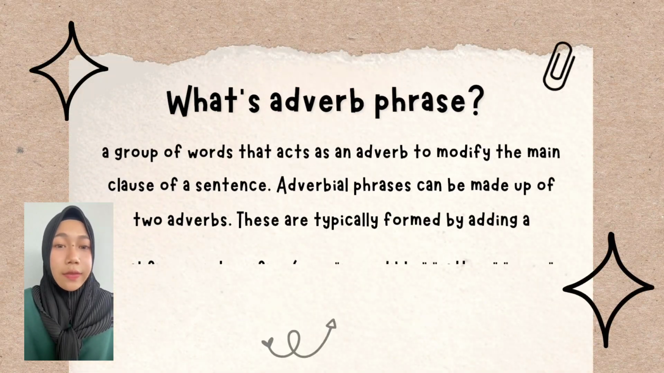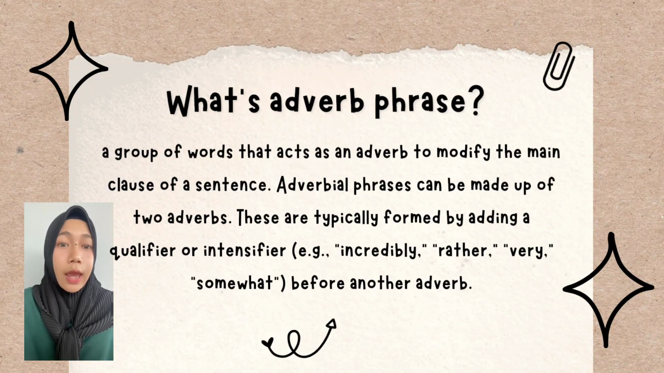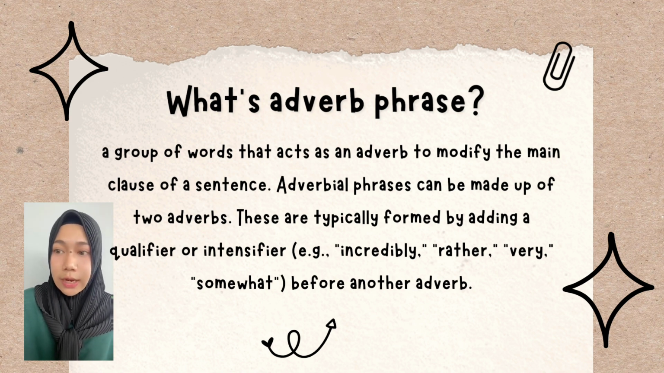First of all, let's see what an adverb phrase is. An adverb phrase is a group of words that acts as an adverb to modify the main clause of the sentence. An adverb phrase can be made up of two adverbs. These are typically formed by adding a modifier or intensifier, for example, incredibly, rather, very, and somewhat, before another verb.